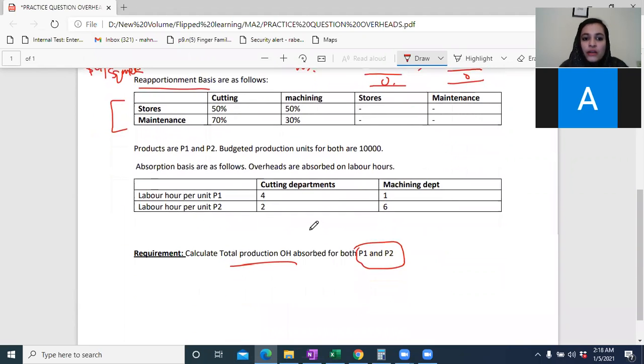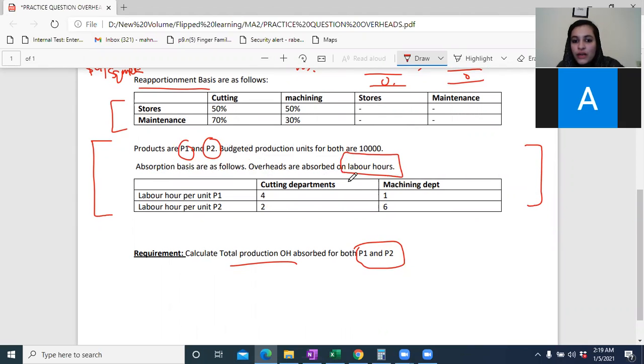And now just try to do the absorption as well in this question. We'll redo this question, but do this question as an assignment. And what are the bases? Both products P1 and P2. Absorption bases are as follows: overhead is absorbed on the basis of labor hours. And the requirement is you need to calculate total production overhead absorbed both for product P1 and P2 using separate overhead absorption rates, or using separate departmental overhead absorption rates.